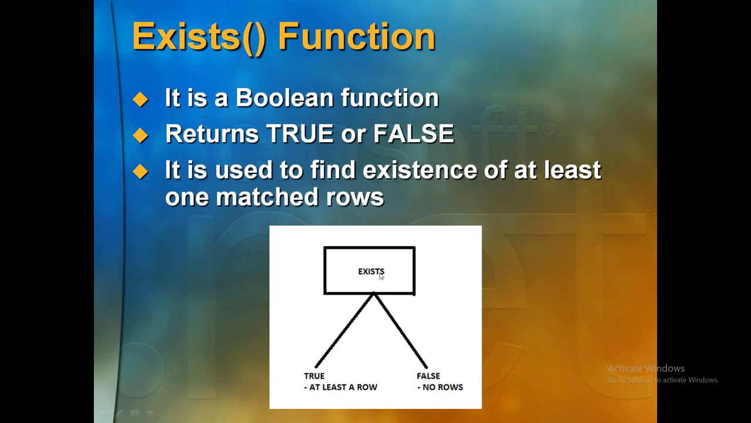If you have at least one row, it will become true. If there is no data, it will become false. So it will give you true or false. That's it, nothing else. The EXISTS function will give you true if you have at least one row of matching data, else it will give you false. That is what the EXISTS function is.